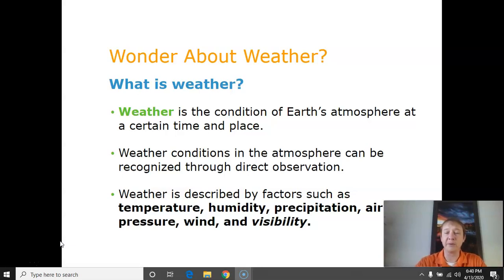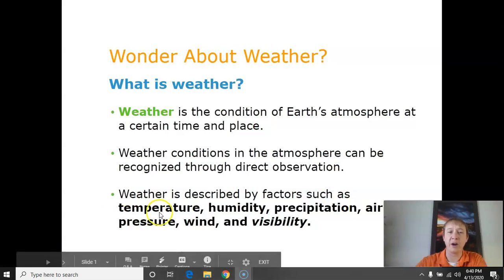They can be observed through direct observation, which is normally how we measure those. The factors that we're going to go through are temperature, humidity, precipitation, air pressure, wind, and visibility. I'll go through each of these and cover key information for them.